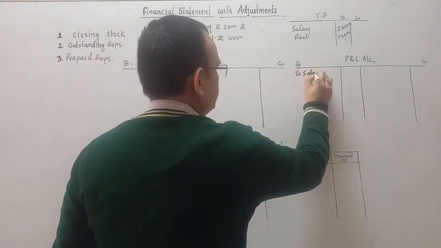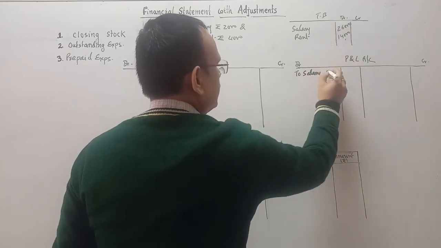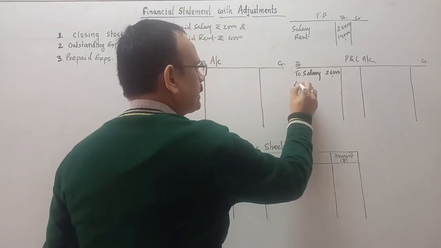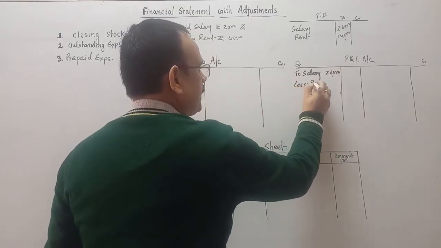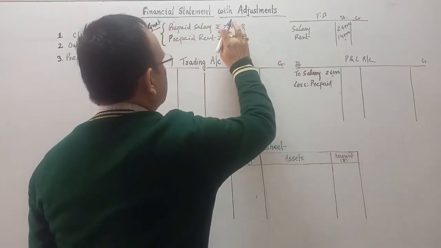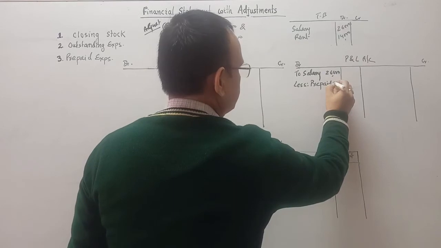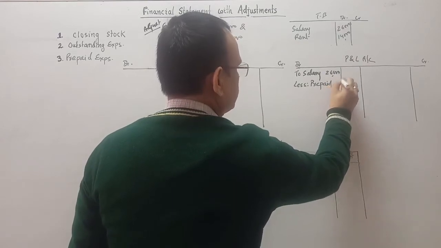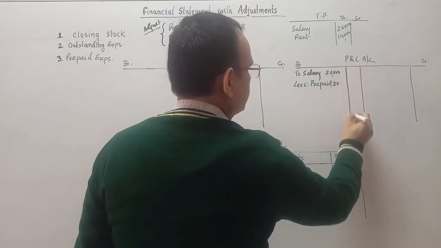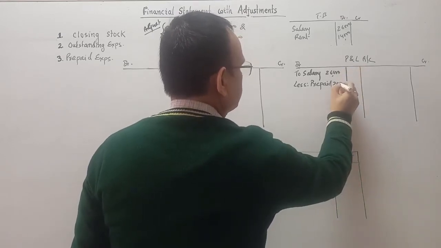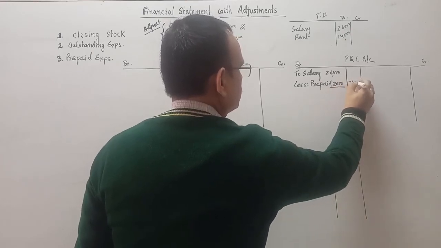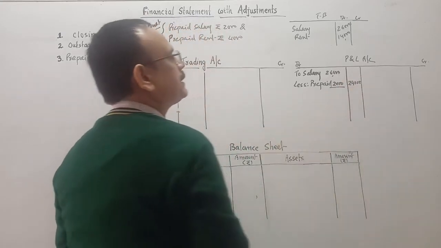First you write the salary which is given over here in the trial balance, 26,000, and you deduct the prepaid salary from the salary given. So prepaid salary is how much? 2,000 is the prepaid salary. You deduct the 2,000, less. So outer column 24,000.